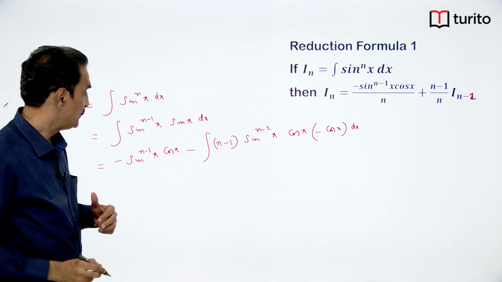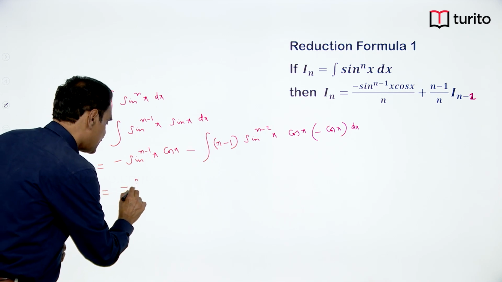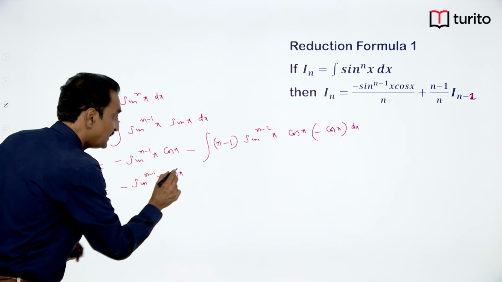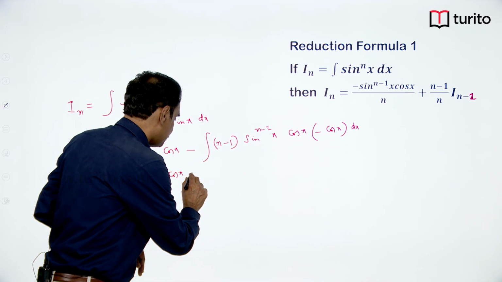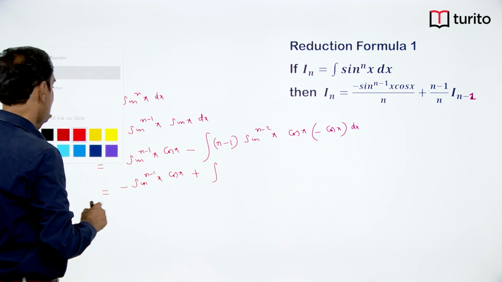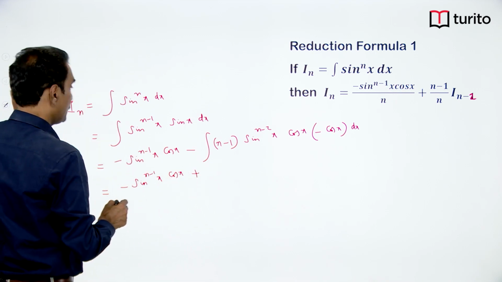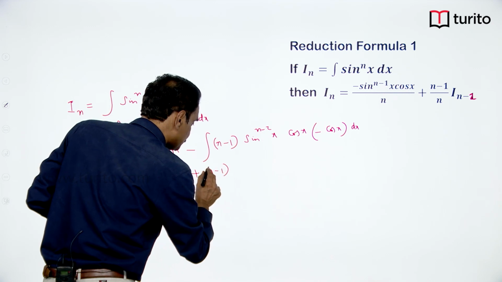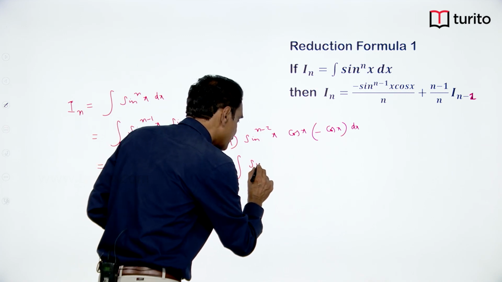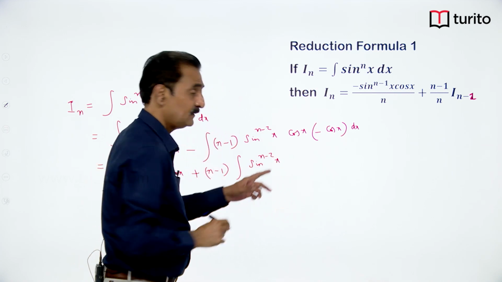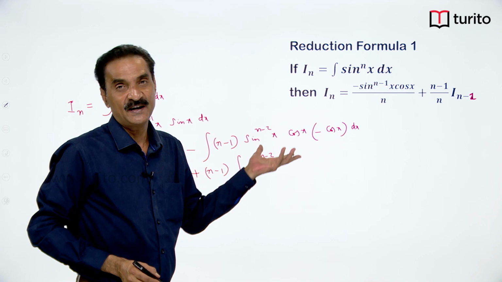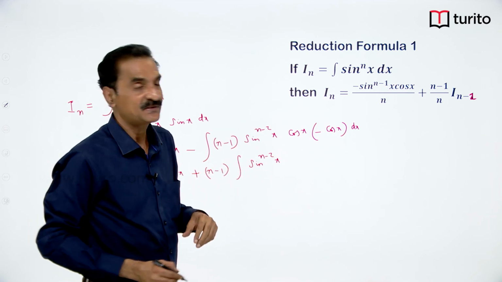Now, write the first term as it is. Now, minus of minus is plus integral. You write n minus 1 outside the integral. N minus 1 integral sin power n minus 2 x into what is the remaining? Cos square x. Convert cos into sin. Write cos square x as 1 minus sin square x.